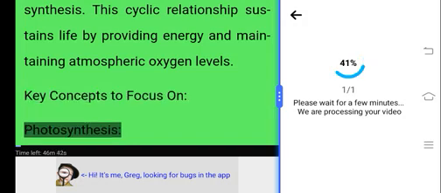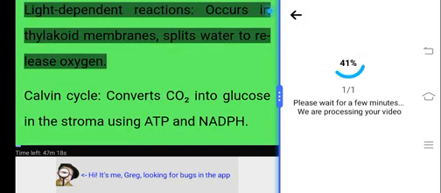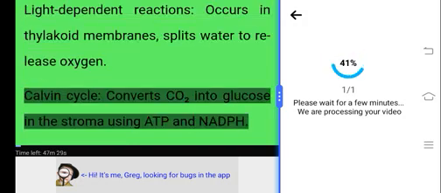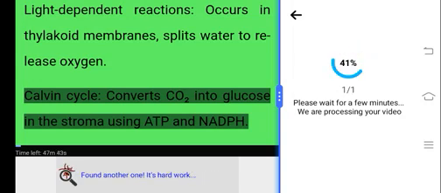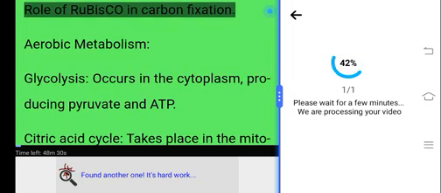Key concepts to focus on. Photosynthesis. Light-dependent reactions occur in thylakoid membranes and split water to release oxygen. The Calvin cycle converts CO2 into glucose in the stroma using ATP and NADPH. Role of RuBisCO in carbon fixation.